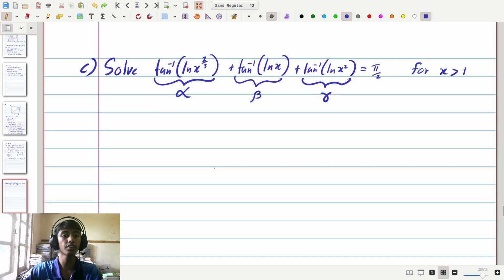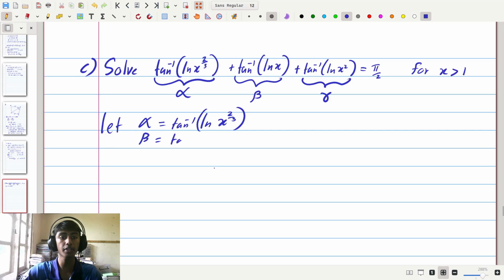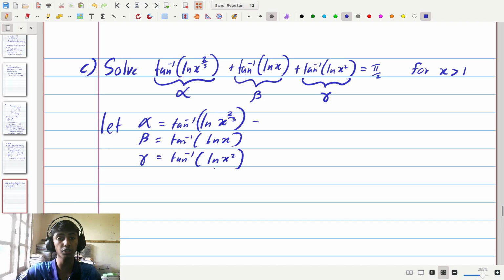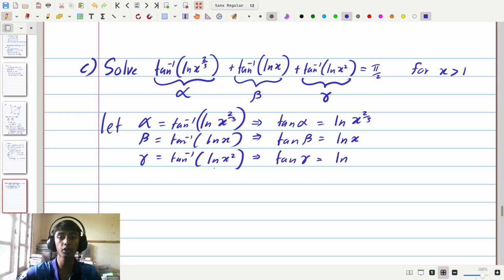Now considering this, if we define them like this, we let alpha be equal to tan inverse of the natural logarithm of x to the power of 2 over 3. We let beta be equal to tan inverse of the natural logarithm of x, and we let gamma be equal to tan inverse of the natural logarithm of x squared. Now, given these three, if we took the tangent of both sides, we could convert these into the form where tangent of alpha is equal to natural logarithm of x to the power of 2 over 3, tangent of beta is equal to natural logarithm of x, and tangent of gamma is equal to natural logarithm of x to the power of 2.